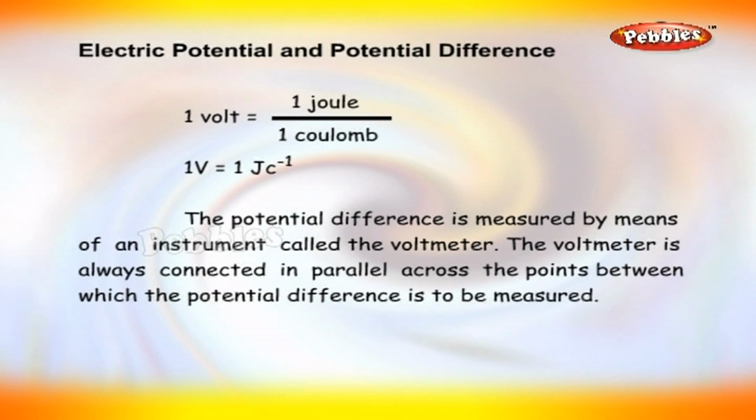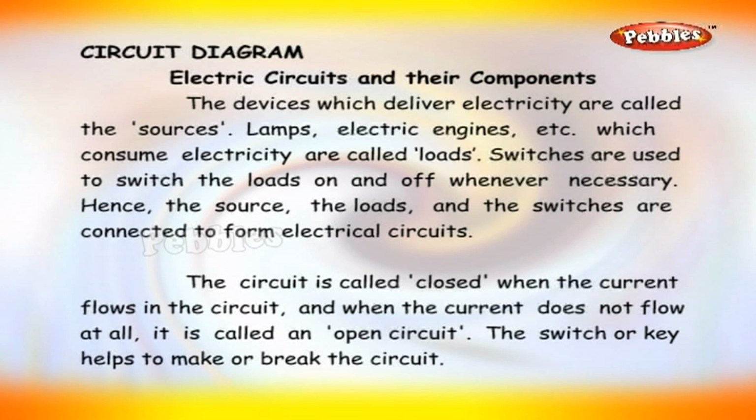The potential difference is measured by means of an instrument called the voltmeter. The voltmeter is always connected in parallel across the points between which the potential difference is to be measured. Circuit diagram: electric circuits and their components.